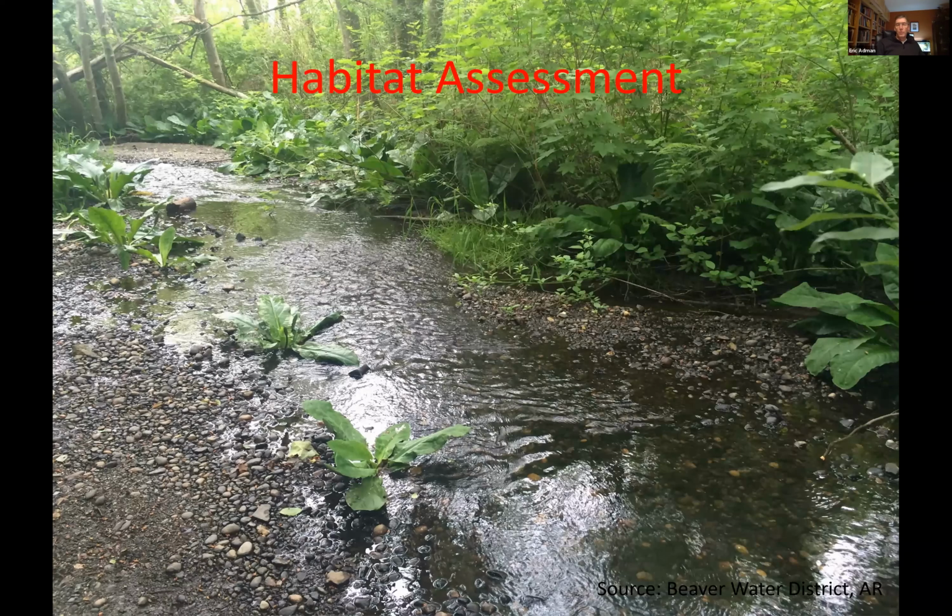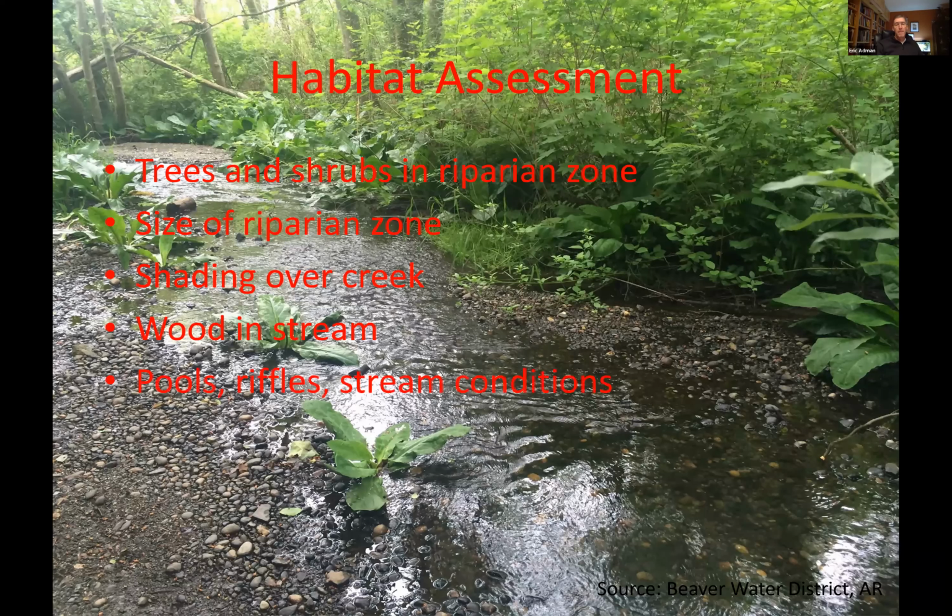And then we're also doing more of a detailed habitat assessment. Habitat assessment has to do with things like trees and shrubs in the riparian zone. The riparian zone is the area of vegetation around a stream that affects the stream. So is it barren? Is it a parking lot? Does it have a lot of trees? Does it have a lot of shrubs? How big is it? Is there good shade over the creek? Is there wood in the stream or not? Are there pools and different types of habitat? And what's the bottom like? Is it muddy? Is it silty, sandy, gravel, cobble? Those are all different variables you can look at and evaluate from year to year to see what sort of changes are happening in the stream.